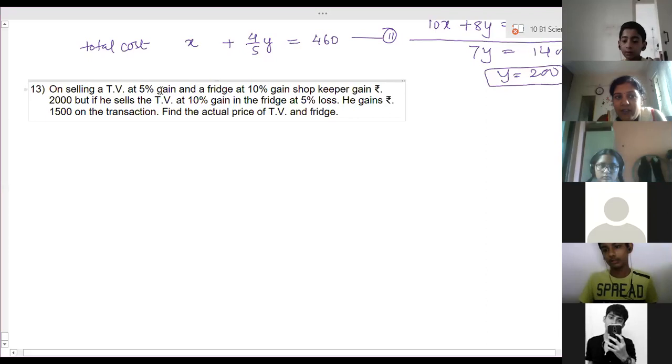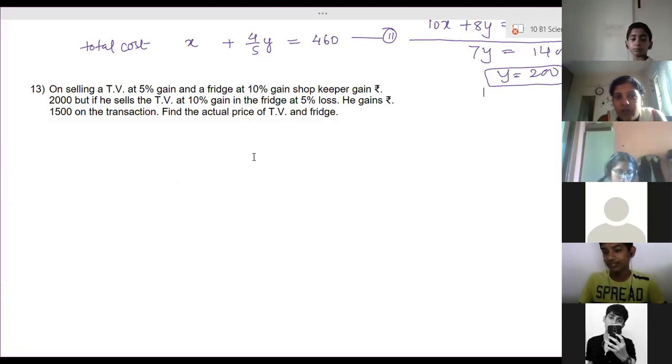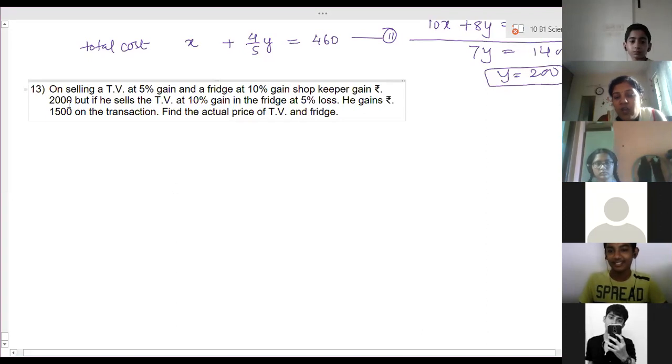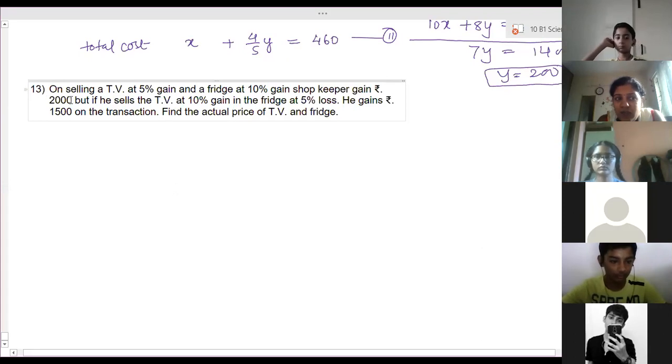On selling a TV at 5% gain and a fridge at 10% profit, the shopkeeper gains rupees 2000. So the total profit is 2000, not the selling price. Clear how this question is different from the 10th question? Here the profit percent is given, and this value is not the selling price, it is the profit value. 2000 is a profit value. Right? Clear? Yes, ma'am.